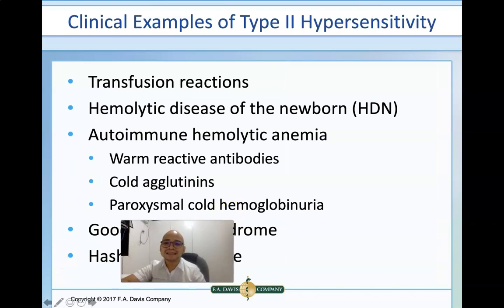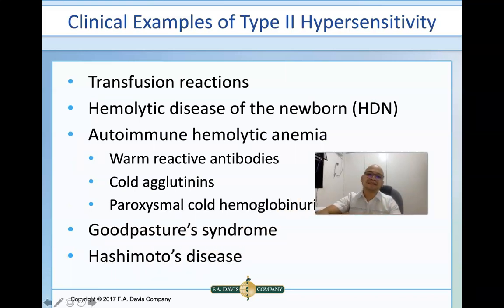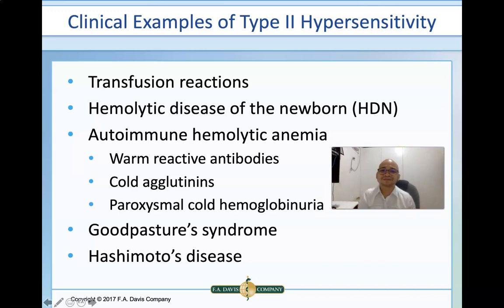So clinical examples of type 2 hypersensitivity reactions will include transfusion reaction and hemolytic disease of the newborn. Transfusion reaction is a type of cytotoxic reaction wherein a person is transfused with a wrong blood type. So let's say, for example, you're type A and you'll be transfused with type B. Okay, that's called blood banking.